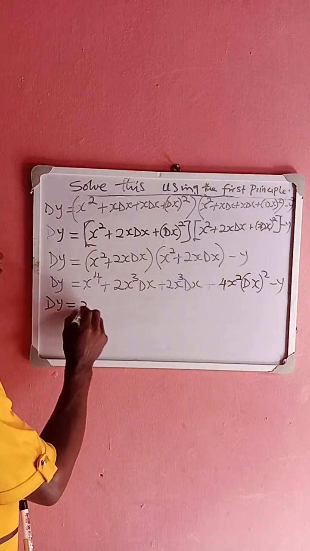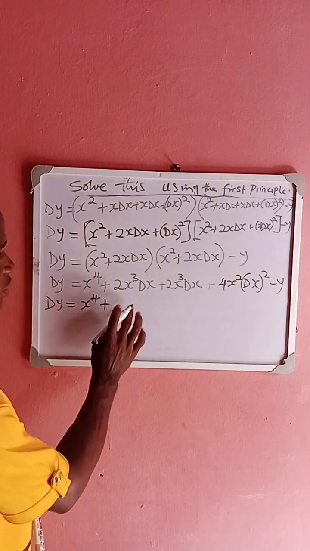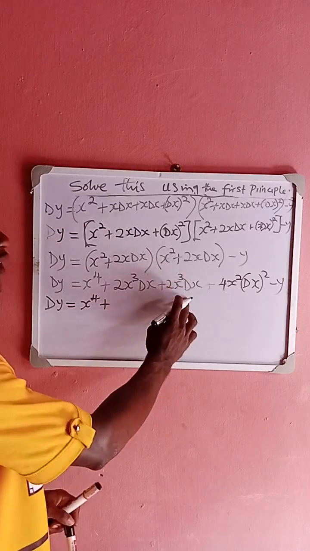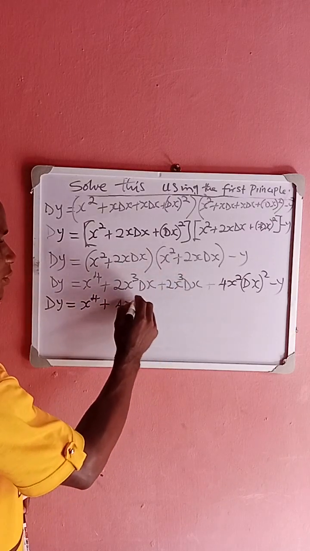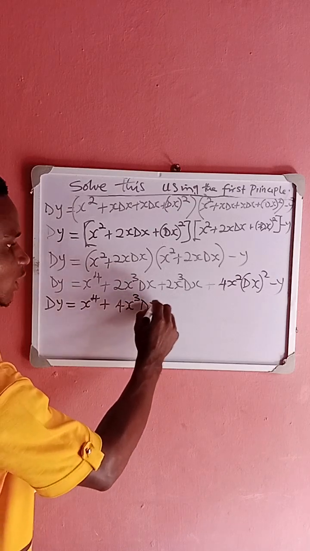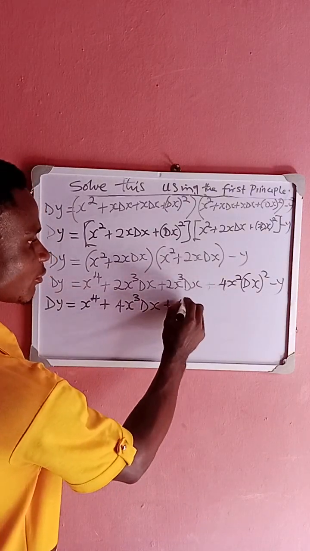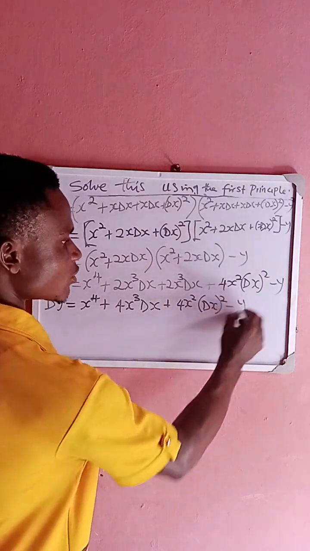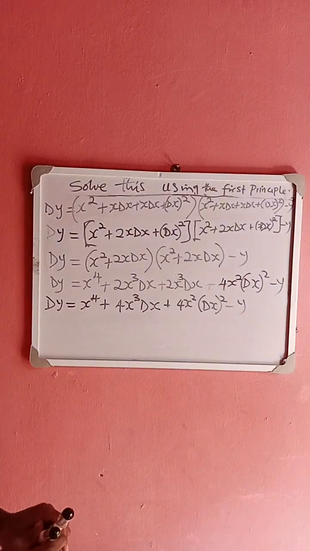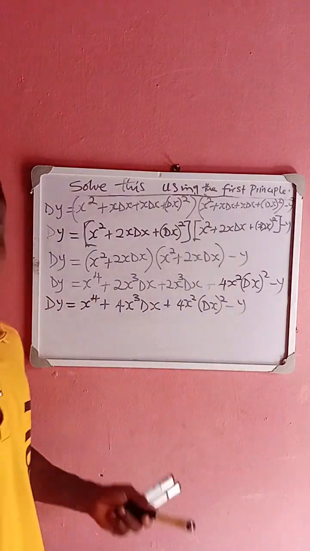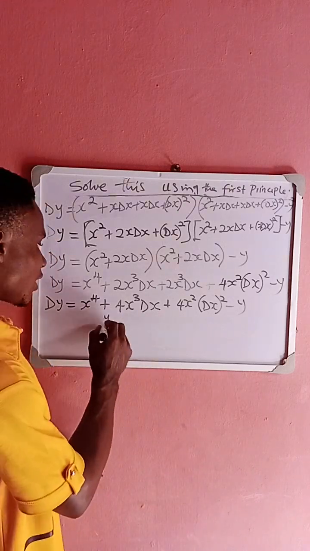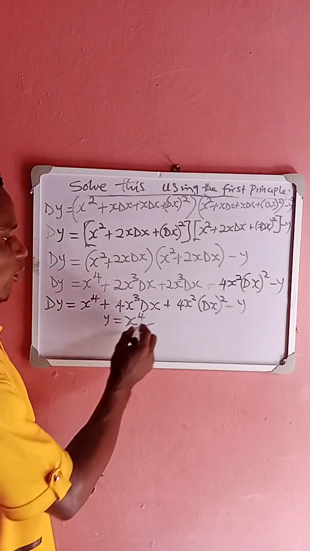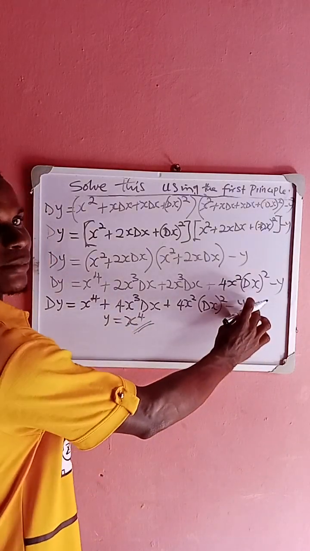Change in y is equals to x raised to the power of 4 plus 2x cubed change in x plus 2x cubed change in x. We have 4x raised to the power of 3 change in x, then plus 4x squared change in x squared minus y. Then from here now, we can define our y. Defining our y, remember you said that y is equals to x raised to the power of 4. So we compute x raised to the power of 4 in place of y.